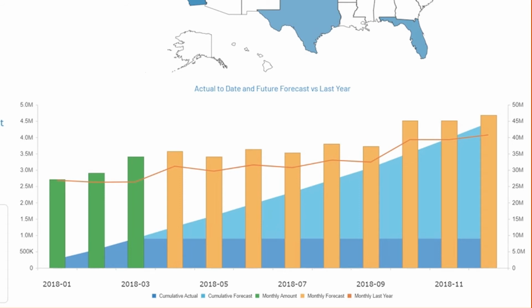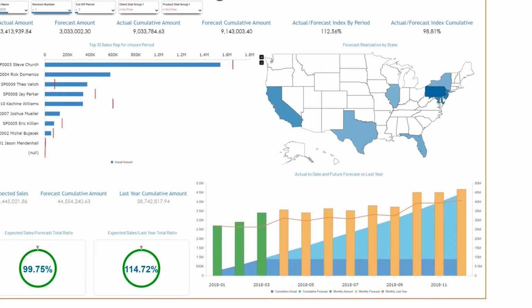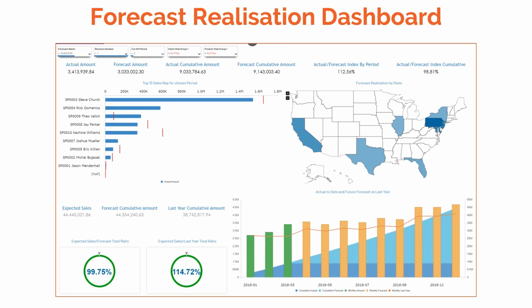The green bars for the first 3 periods are the actuals, and the mustard colored bars are the forecasts for the future periods. And we are able to compare this with the red dotted line running across, which represents the actuals of the last year for each and every month.